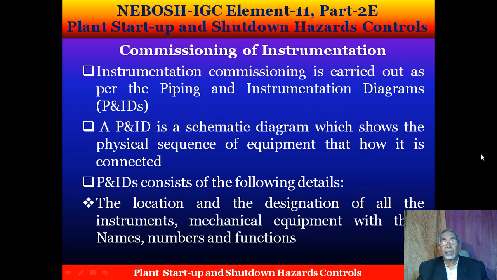Now we will discuss the commissioning of instrumentation. Instrumentation commissioning is carried out as per the piping and instrumentation diagrams, P and IDs. A P and ID is a schematic diagram which shows the physical sequence of equipment and how it is connected. P and IDs consist of the following details: the location and designation of all the instruments, and mechanical equipment with their names, numbers and functions.